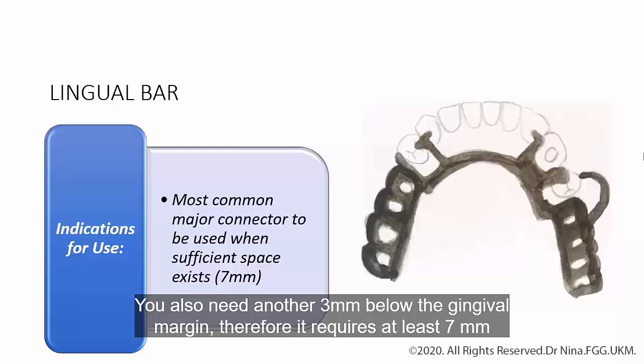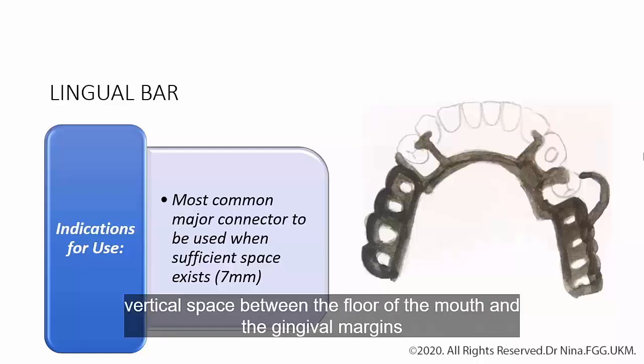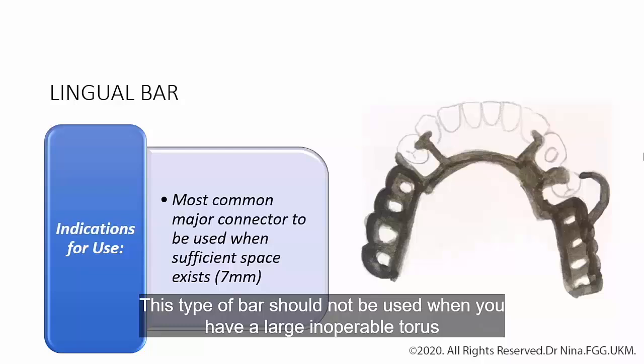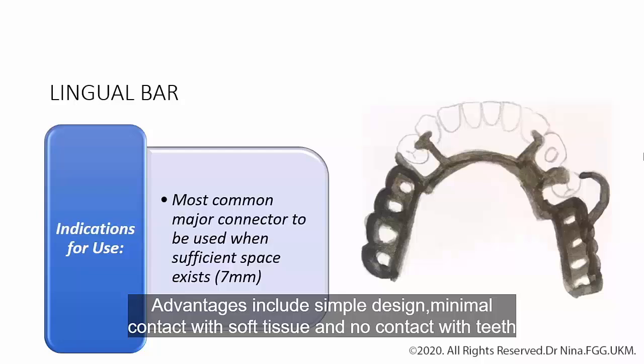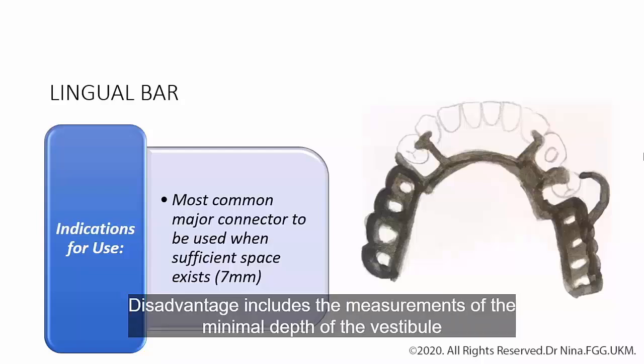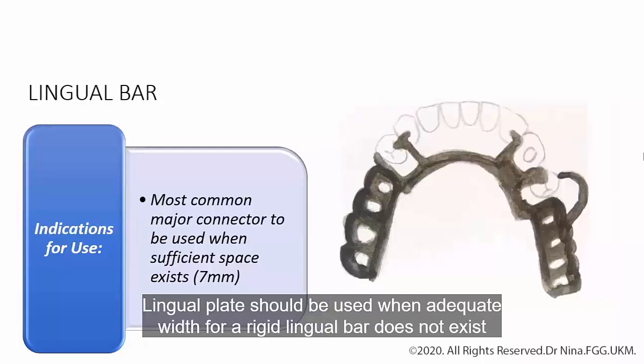Other than that, you also need another 3 mm below the gingival margin. Therefore, you require at least 7 mm of vertical space between the floor of the mouth to the gingival margin. This type of bar should not be used when you have large inoperable tori. Some of the advantages include the design is quite simple, it has minimal contact with soft tissue, and it does not contact teeth. However, the disadvantages include the measurement of the minimum depth of the vestibule.